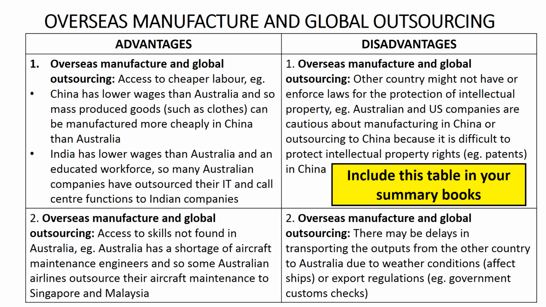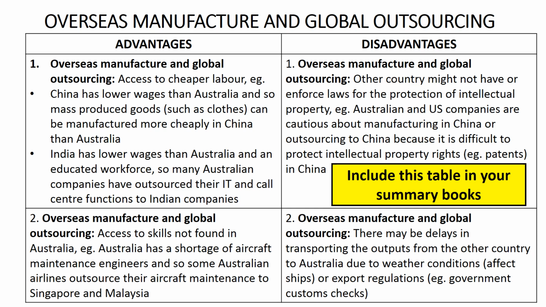The second advantage of overseas manufacture and global outsourcing is that it might not be possible to access the skills needed to produce the output in Australia. For example, Australia has a shortage of aircraft maintenance engineers, and so some Australian airlines outsource their aircraft maintenance to Singapore and Malaysia, where there are aircraft maintenance engineers available to perform maintenance on those aircraft.